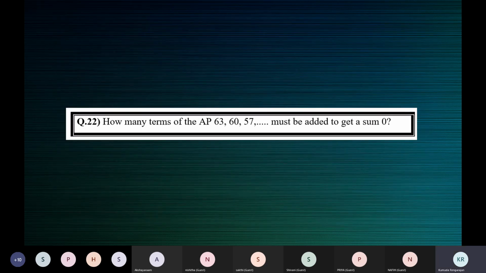Next one. How many terms of the AP 63, 60, 57, must be added to get sum 0?